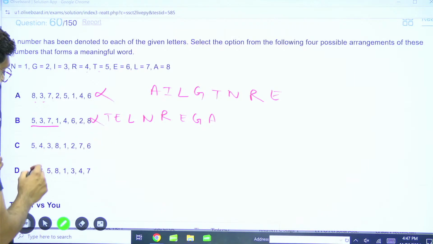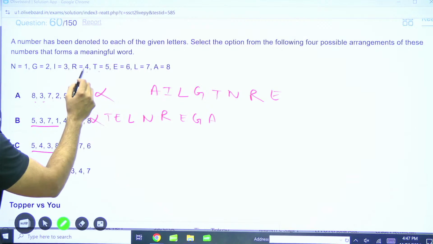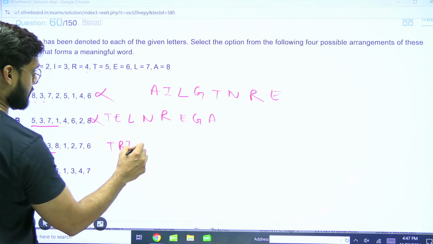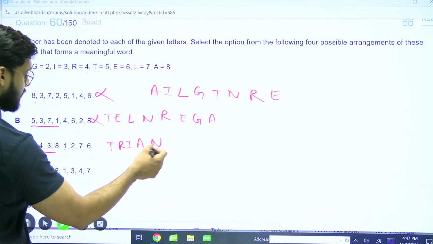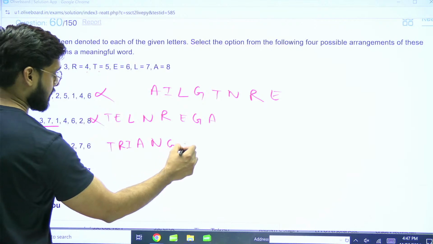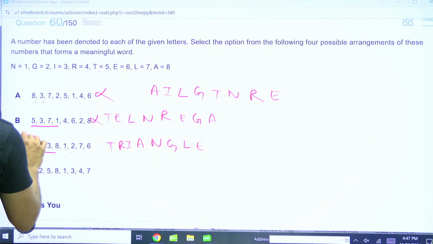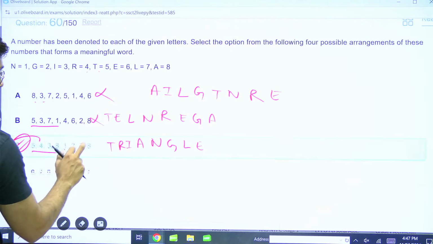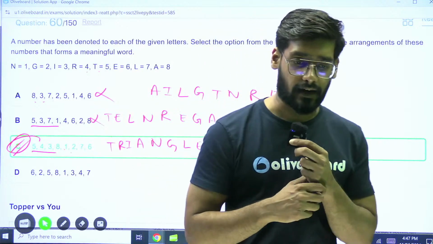5438, T, R, I, 8 means A, TRIA, 1 means N, it will make triangle I guess, 2 means G, 7 means L, and 6 means E, triangle. Yes, the answer should be option number C, because it is making triangle. So let's mark C option. Yes, C is the right answer because it is making triangle, right?